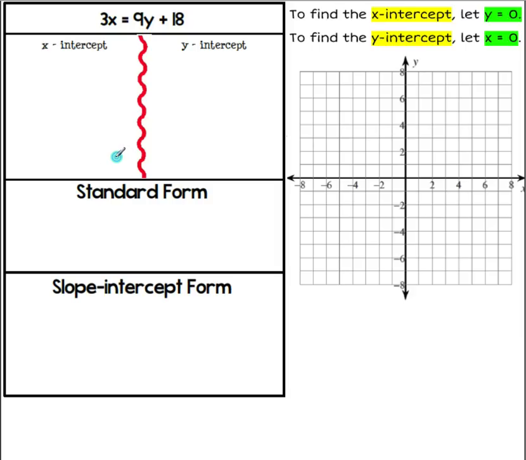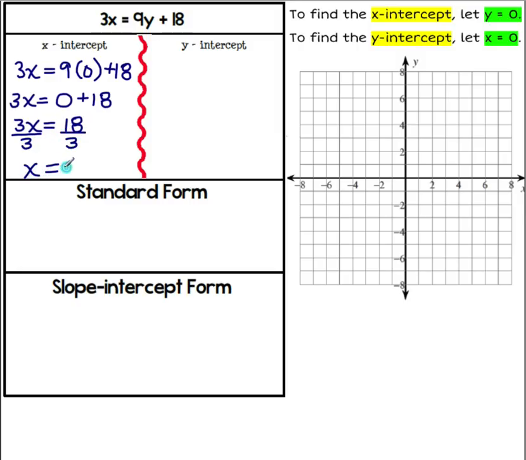So when we are trying to find our x-intercept, remember that we are going to let y equal 0. So we can leave our equation the way that it is. If we have 3x equals 9y plus 18, we are going to substitute 0 in for y. So 3x equals 9 times 0 is 0 plus 18. So 3x equals 18. Divide both sides by 3. So x equals 6. So that means our x-intercept is the point 6 and our y value is 0.